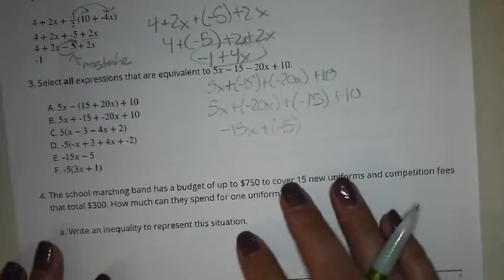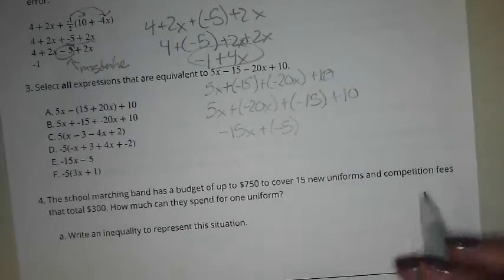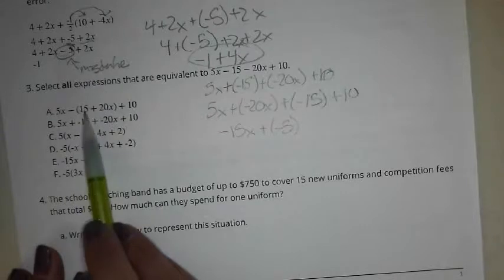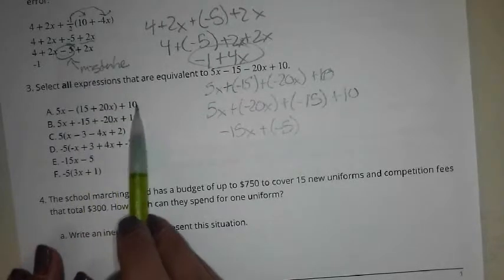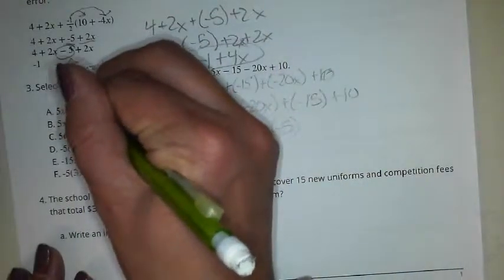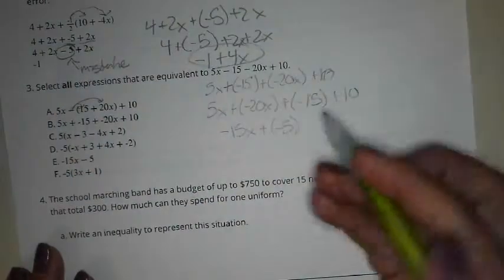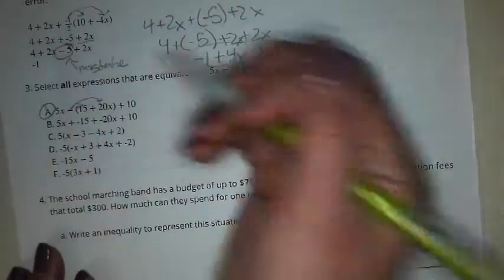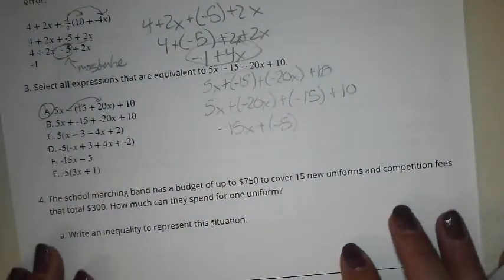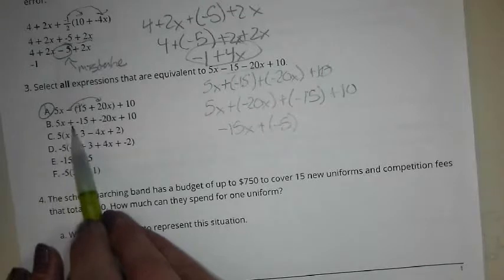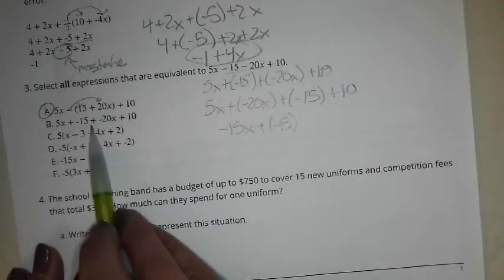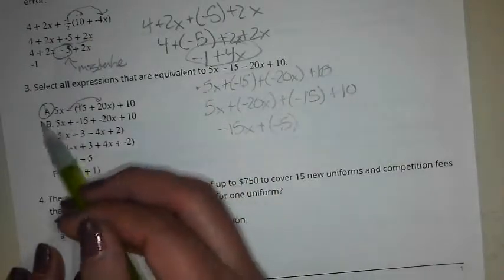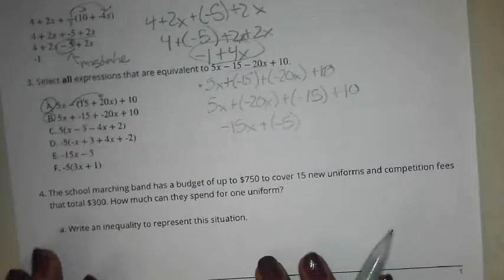Okay, now I'm going to look at my choices. So I have 5x minus 15 plus 20x plus 10. This is going to make this a negative 15 and a negative 20, which is what I have in my original expression. So A would be equivalent. B has changed it to addition, where it has negative 15 plus a negative 20x plus 10, which is what I have here. So B would also be equivalent.